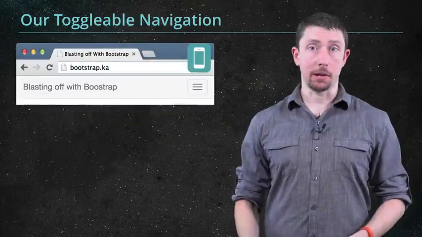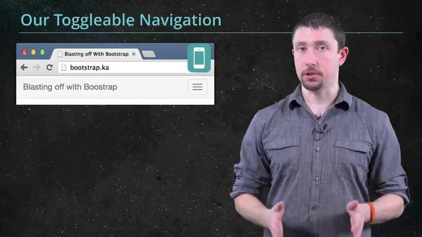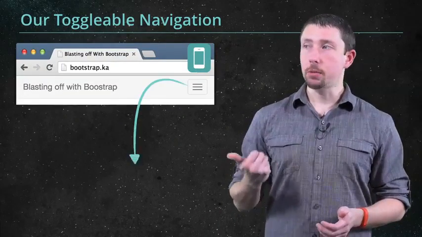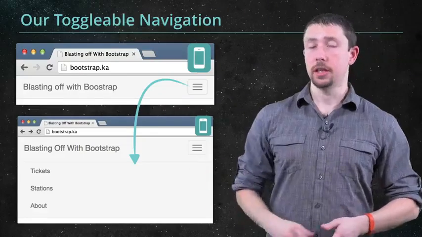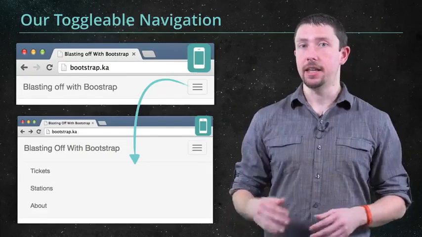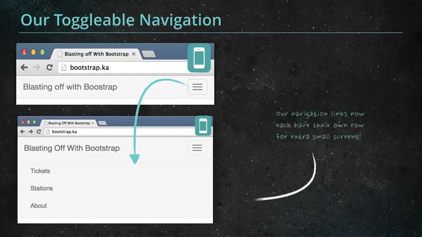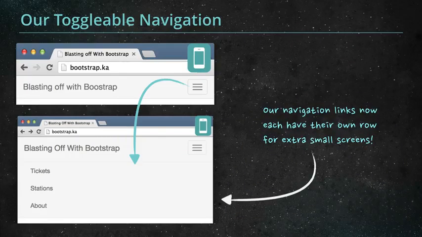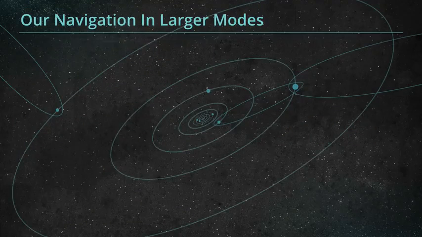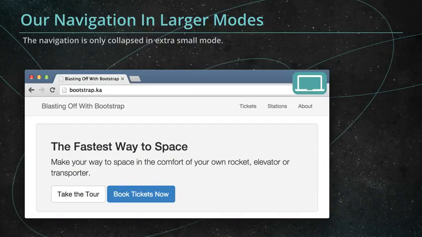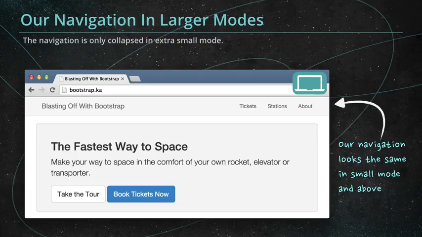If we open this up in a browser and shrink our page down to extra small mode, we'll see that the button works correctly and expands our links. When we click that button again, it will collapse our links just like when we loaded the page. Each link is on its own row as well, helping them be much easier to click when using a phone. In larger resolutions, like on our laptop, the navigation looks exactly the same as when we started. Hey, at least we didn't break anything.